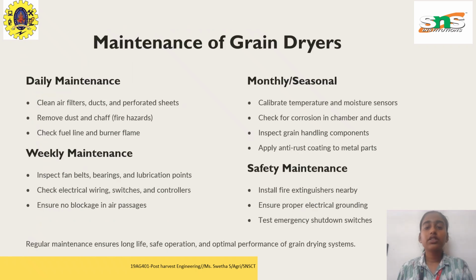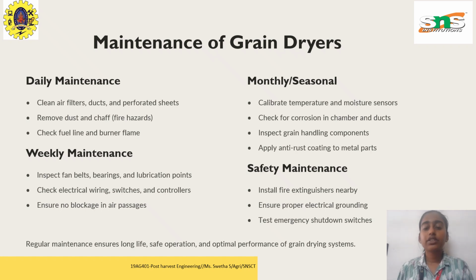And maintenance of grain dryers. Daily maintenance: we have to clean air filters, ducts and perforated sheets on a daily basis, and we have to remove the dust. Monthly, we check the fuel line. Seasonally, we have to calibrate temperature and moisture sensors, inspect grain handling equipment, and apply anti-dust coating. Weekly maintenance: inspect fan belts, bearings and lubrication points, and ensure no blockage in air passages.